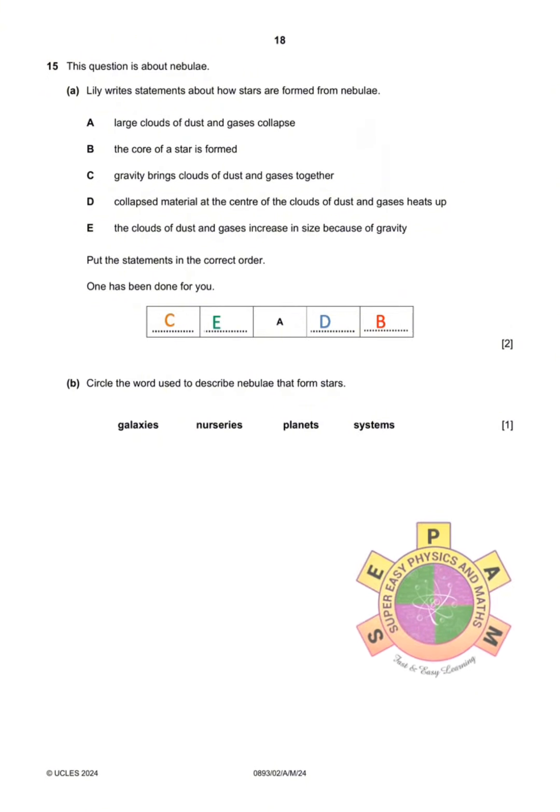So now circle the word used to describe a nebula that forms stars. So that is nursery. Very good.